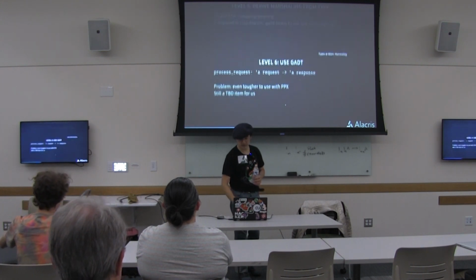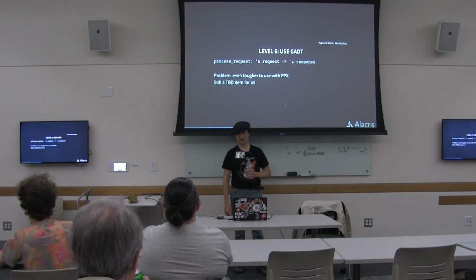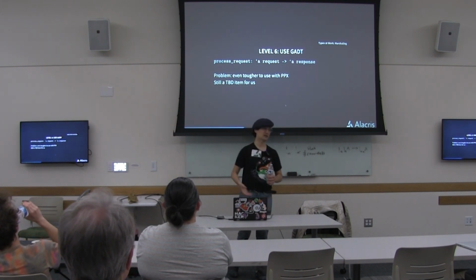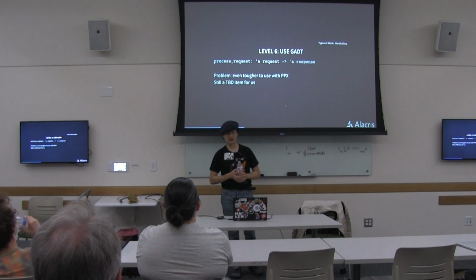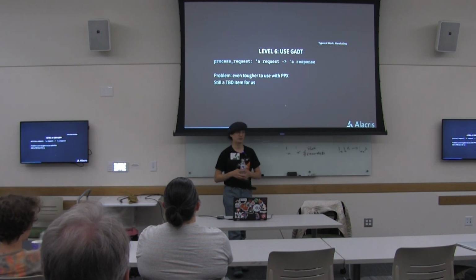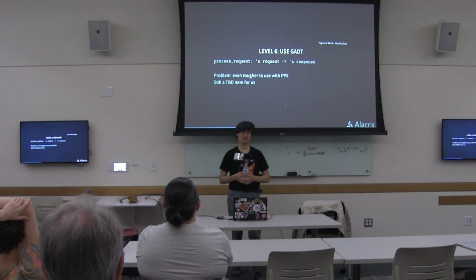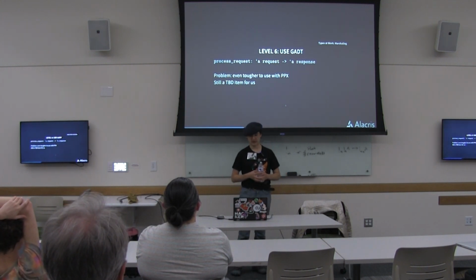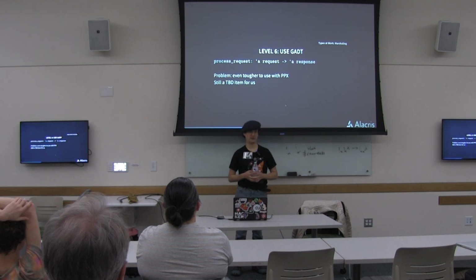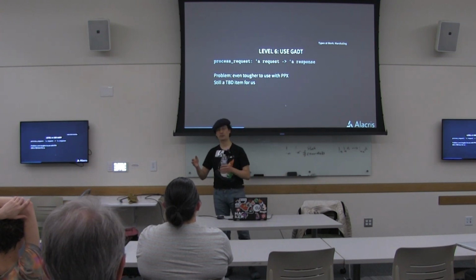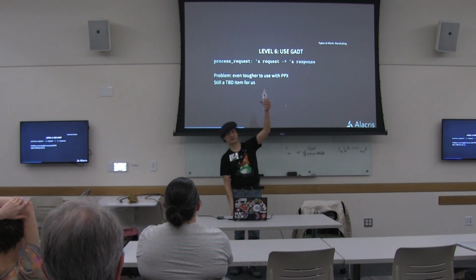Of course, level 6 would be to use GADTs, generalized algebraic data types. And then your process request would be alpha request to alpha response, where alpha has to match, and that's much better. Problem, a lot of the PPX extensions we use do not support GADTs, so for us it's still a to-be-done item, because we'd rather have the automation of the PPX than the safety of the GADTs. The safety you gain from the GADTs does not compensate for the safety you lose by doing all this stuff by hand.